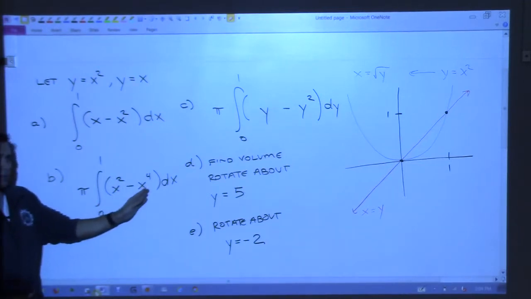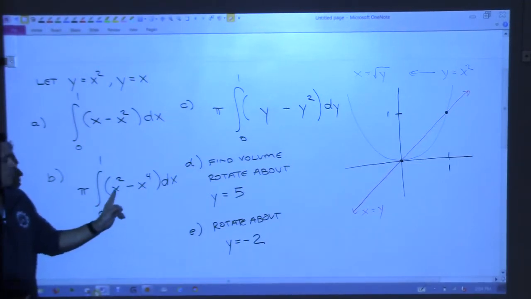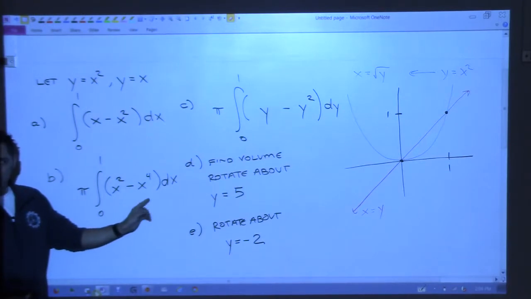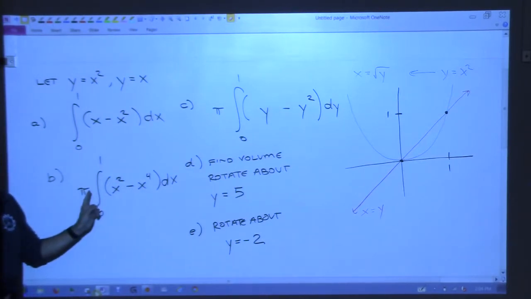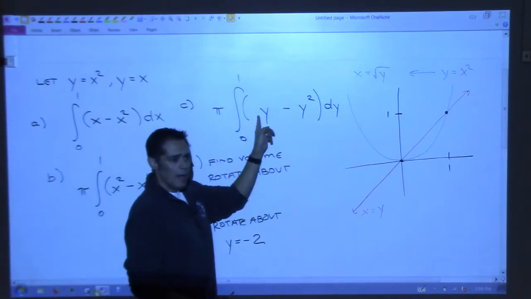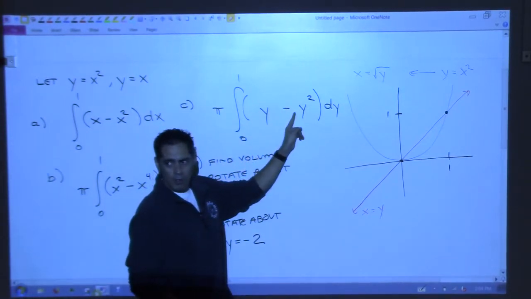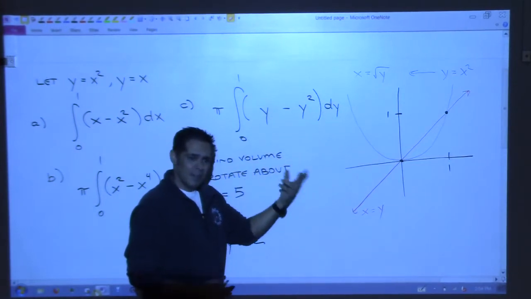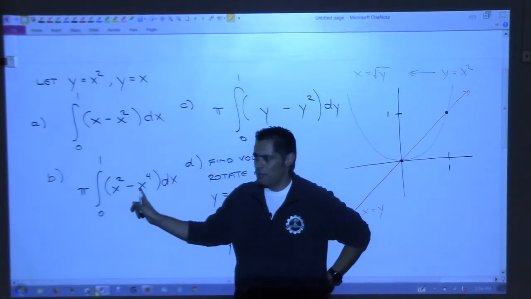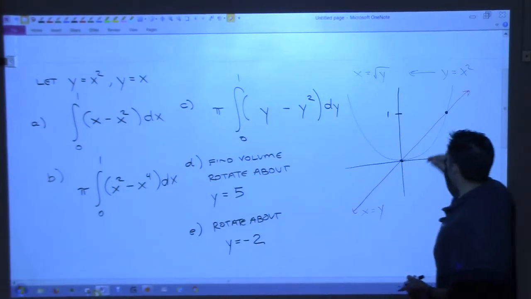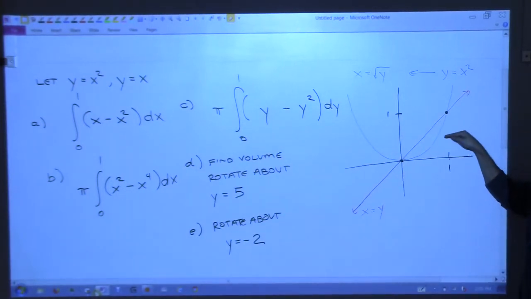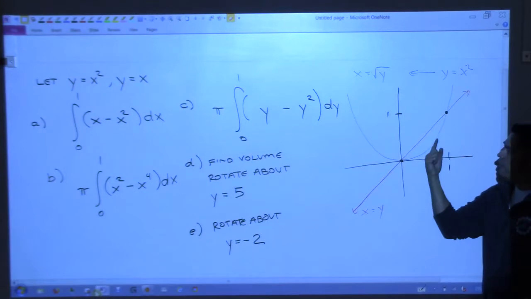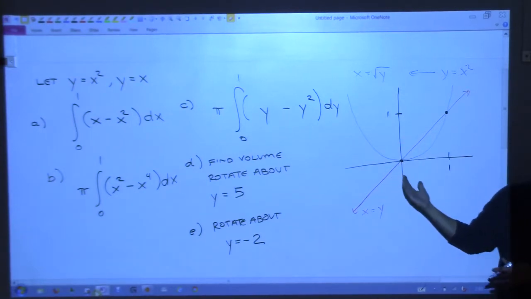Because this one, what do you do? You find the antiderivative, which would be 1/3 x cubed minus 1/5 x to the 5th. You plug in 1, you plug in 0. That's going to give you an answer, right? Here, you do the antiderivative, 1/2 y squared minus 1/3 y cubed. You plug in 1, you plug in 0. That's going to be a different answer than this, right? It should be. Which means revolving this region around the x-axis gives you one volume. Revolving it around the y-axis gives you a different volume.